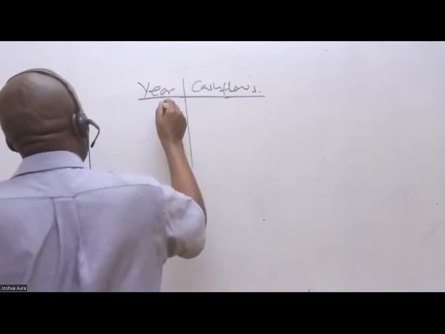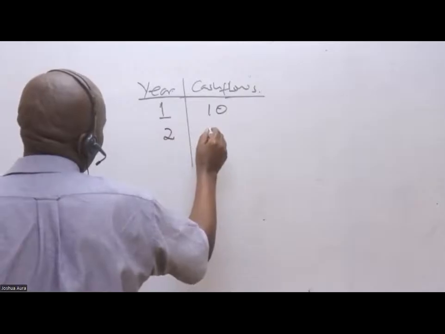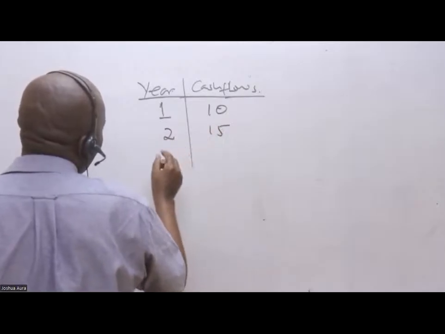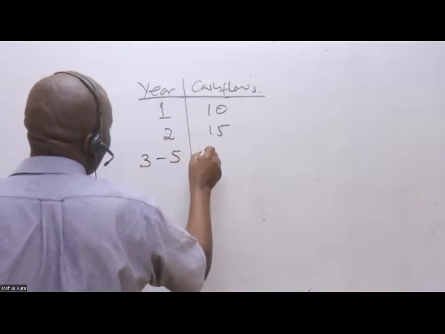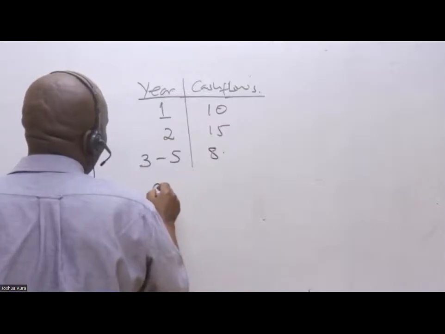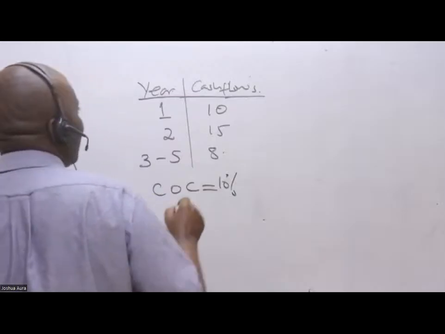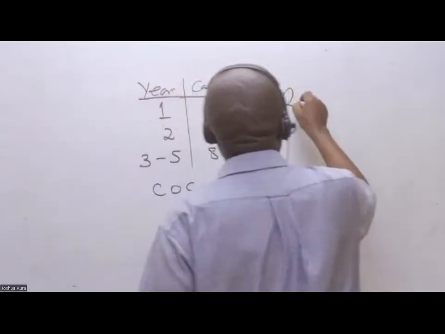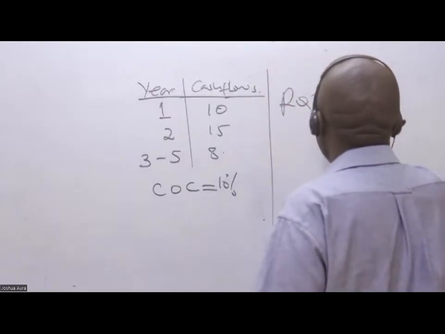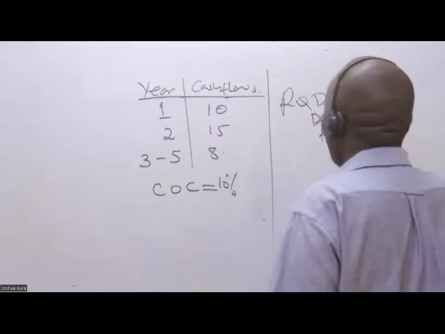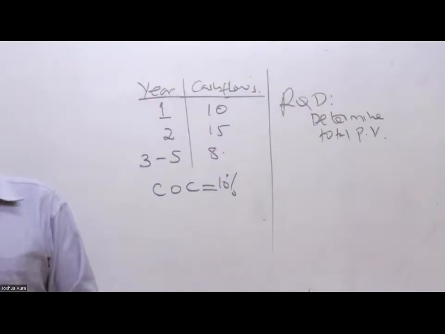So tell them, in year 1, we expect to get a cash flow of 10. In year 2, we expect to get a cash flow of 15. And then give them year 3 to year 5, we expect to get a cash flow of 8, and then give them the cost of capital at 10%, and tell them required: determine total present value. This is what you do as a good examiner.